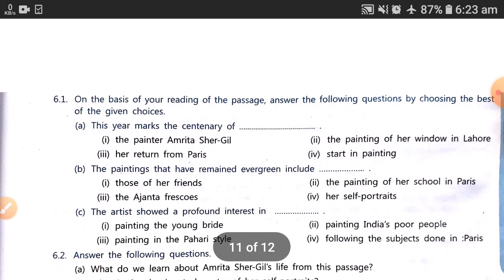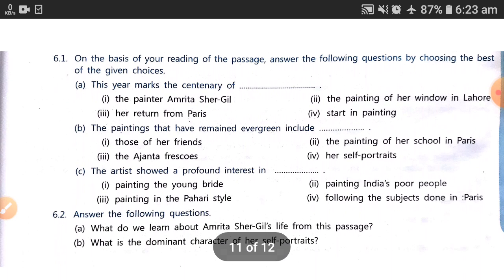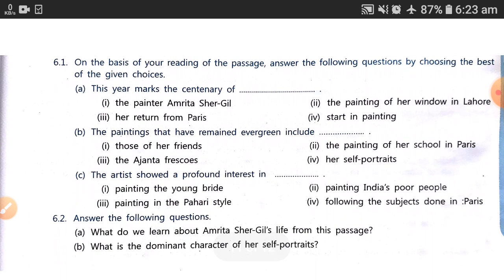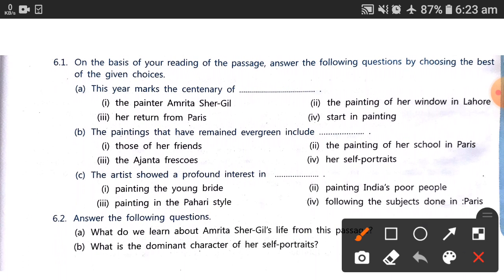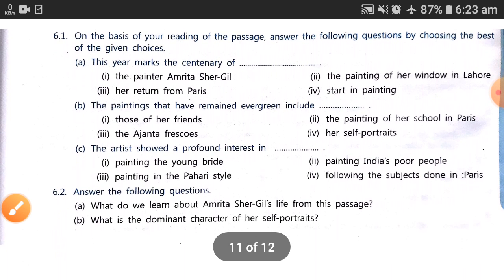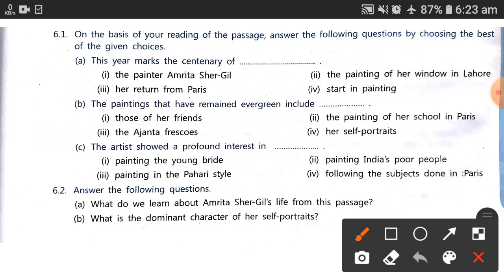At the end of this lecture, you all will have to send your answers to me in PDF form. So now here are your questions. Here is your question number 1, 6.1. On the basis of your reading of the passage, answer the following questions by choosing the best of the given choices or options. You all have to do the same as we have just done in the paragraph number 5.